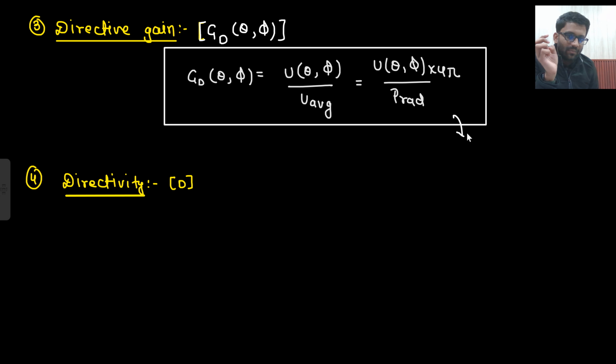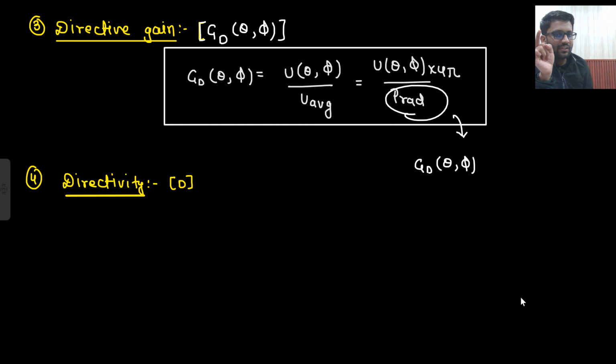Now let's solve this more. So this is my directive gain, which will be a function of theta comma phi. And why will it be a function of theta comma phi? Because this quantity will not be a function of theta comma phi. That will be a fixed quantity, right? P radiated will be fixed and 4 pi will be fixed. P radiated is never a function of theta comma phi. 4 pi is also not a function of theta comma phi because this is a fixed quantity. U theta comma phi is a function of theta comma phi. So that's why the directive gain is also a function of theta comma phi.